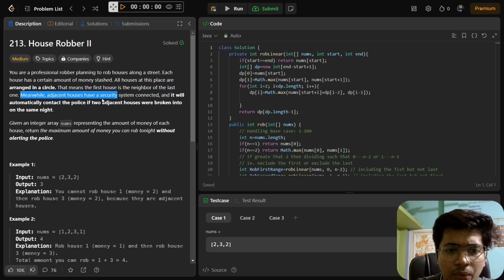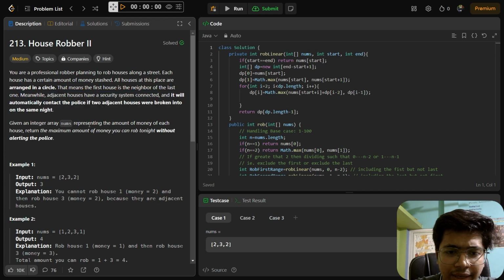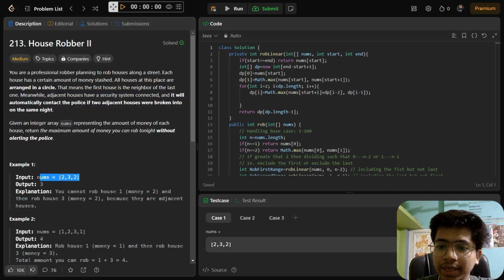Meanwhile, adjacent houses have a security system connected and it will automatically contact the police if two adjacent houses were broken into on the same night. That means it has a security system same as house robbery problem 1, that if we break into two adjacent houses at once, it will automatically call the police. And the main motto is that we don't have to call the police. Given an integer array nums representing the amount of money in each house. So this nums represents the amount of money in each house.